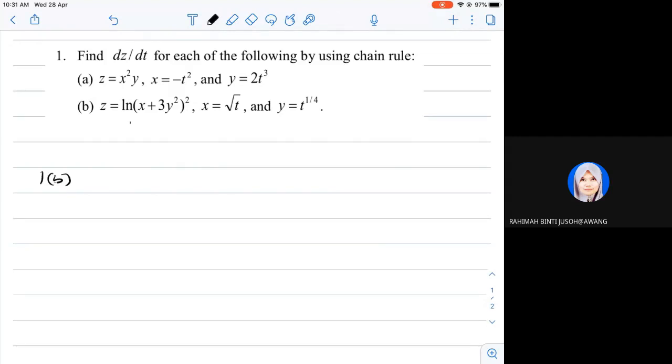Okay, we have z equals to ln x plus 3y squared, where x equals to square root t, and y equals to t to the power of 1/4. Okay, so first of all, we have to build the chain. First of all, you need to identify the main subject of this function. For this question, the main subject is our z. So we start with z.